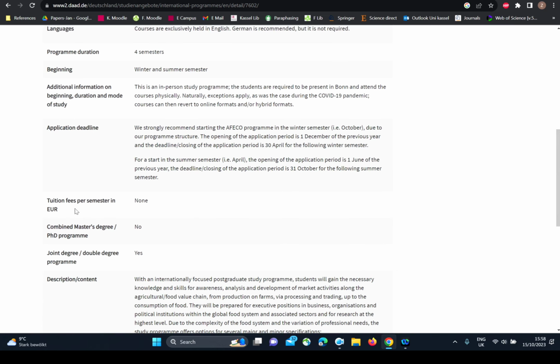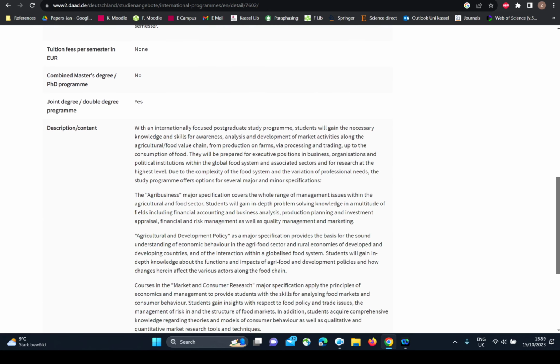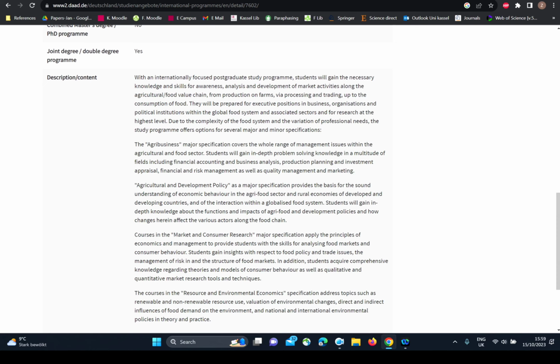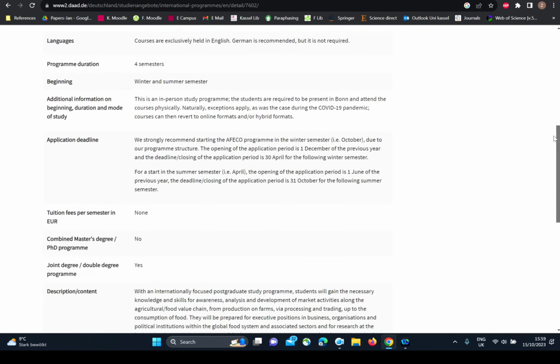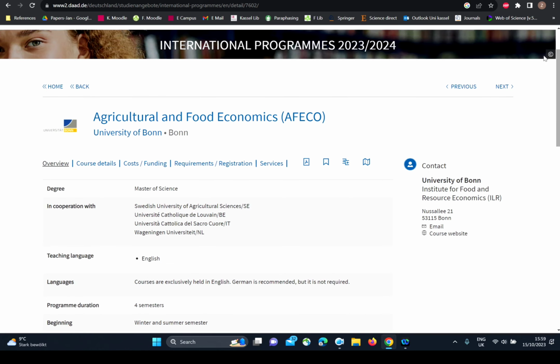And for tuition fee per semester, it's none, which means it's free, so that's really nice. And this is not a combined master and PhD program, but it is a joint degree or a double degree program. And here in the description you can read it in detail. They have written everything about this course in short and brief. Yes, so that's the overview of this course, agriculture and food economics.